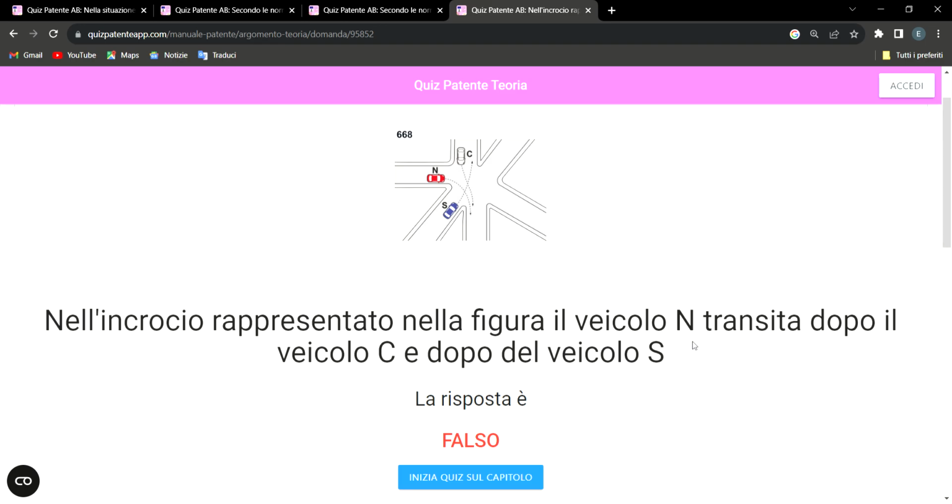Because the question said that vehicle N will transit after vehicle C and after vehicle S. But it's supposed to be that vehicle S will transit first, thereafter vehicle N will transit, and thereafter, lastly, vehicle C will transit. So this is the reason why this one is false. So take note of that.